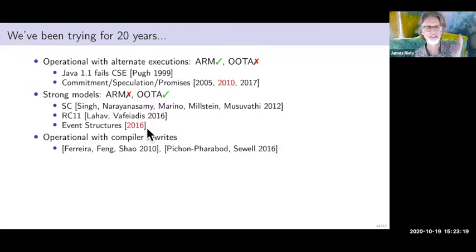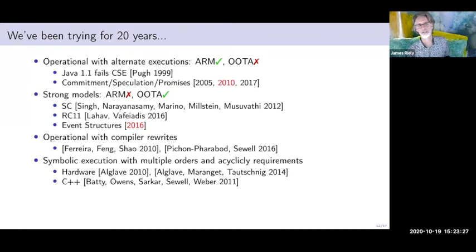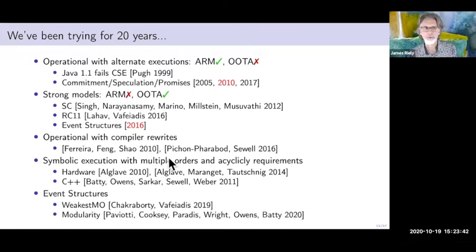And there's been other approaches as well. There's operational models where you include compiler rewrites actually as part of the operational semantics. And there's symbolic executions where you get a bunch of orders out of those symbolic executions, and you determine acyclicity requirements on those. And quite prominently Mark's C11 model. And then there's been some follow-up on the event structures stuff that's making it not so strong, including the paper that Mark and you guys recently put together for ESOP. So that's all great. So where are we going to go here?